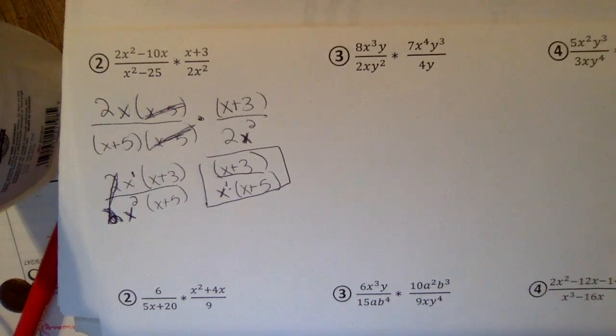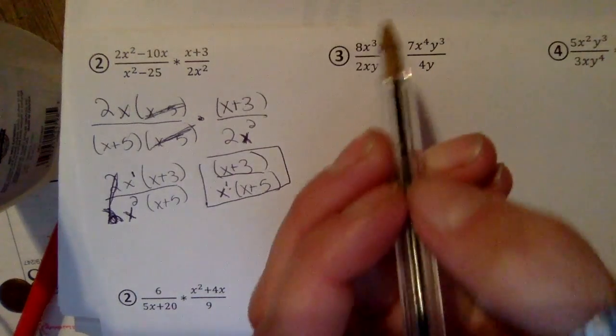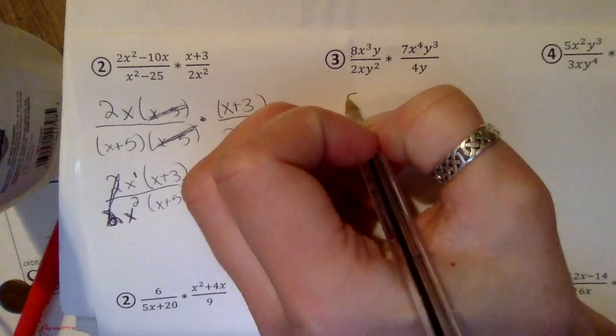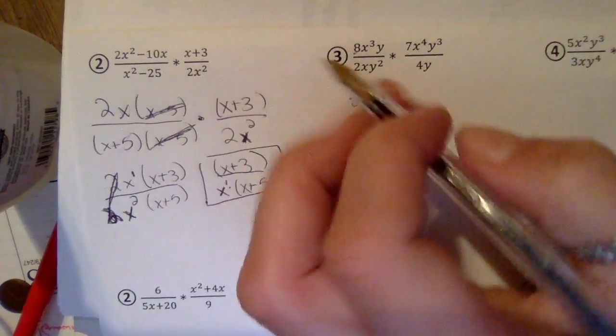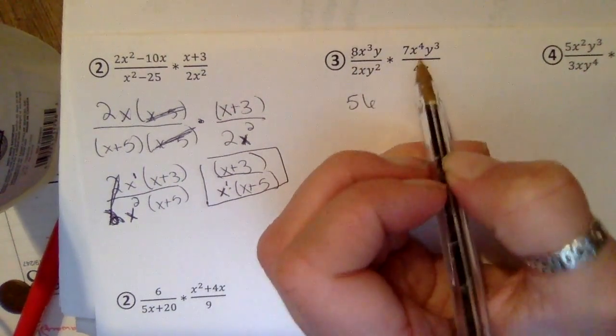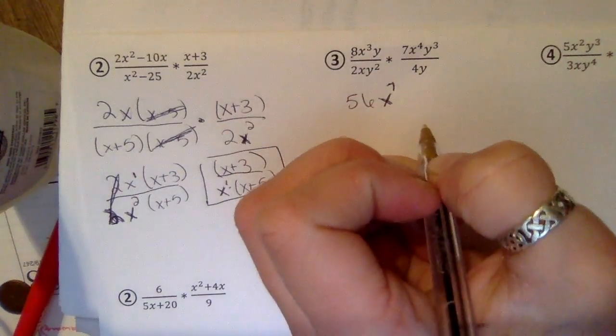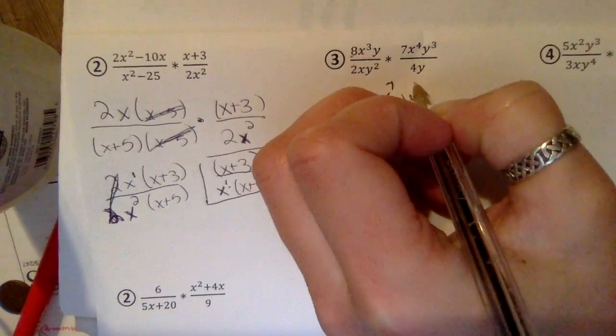Okay, these what you're going to do is you're going to first multiply straight across. So remember we multiply our numbers. 8 times 7 is 56. When I multiply x cubed times x to the 4th, I get x to the 7th. Remember we add our exponents. And y to the 4th.